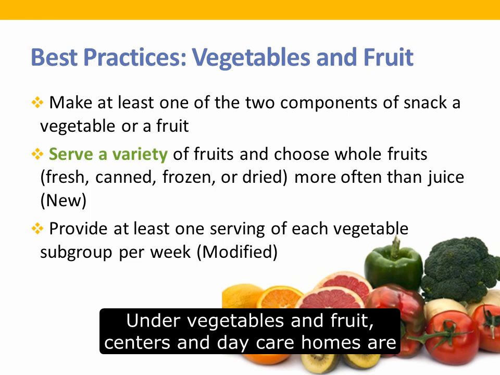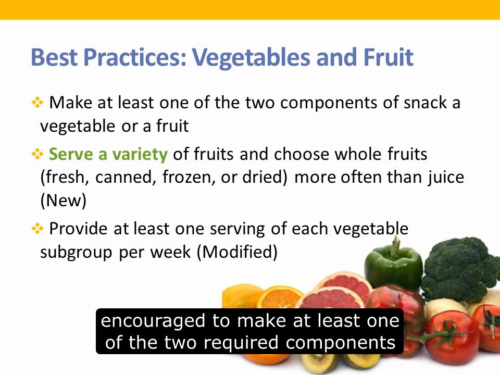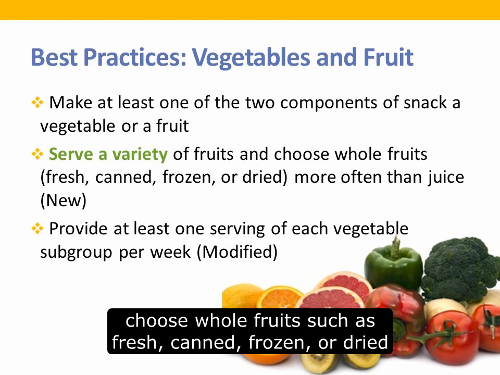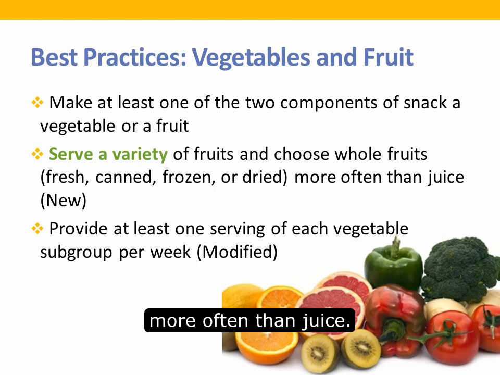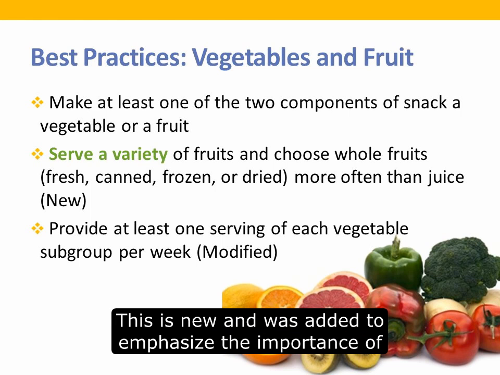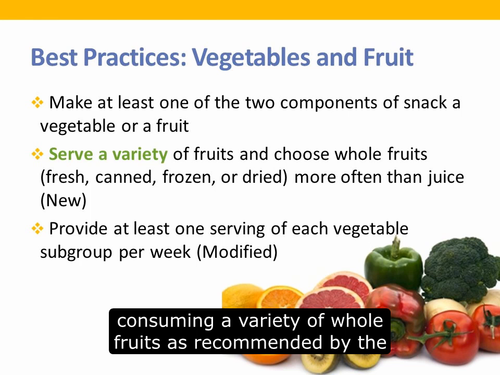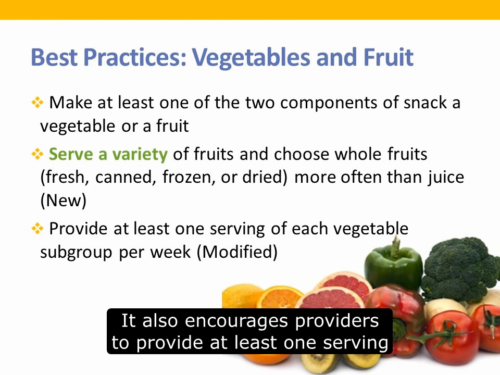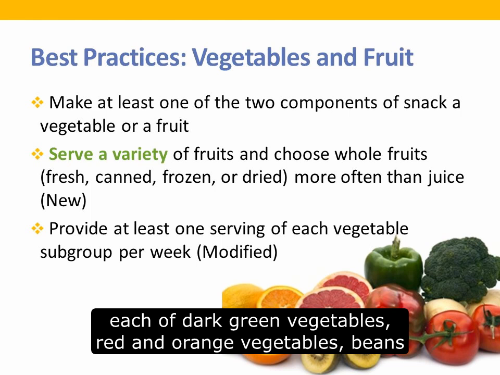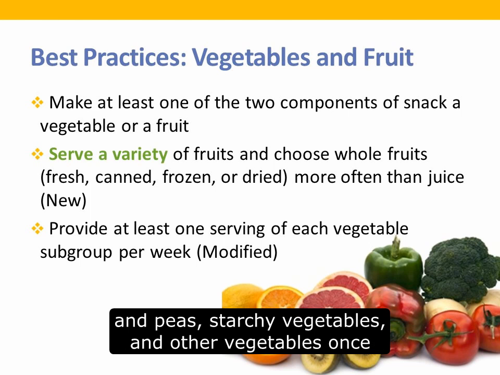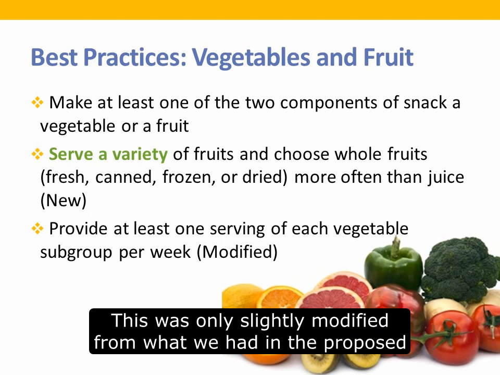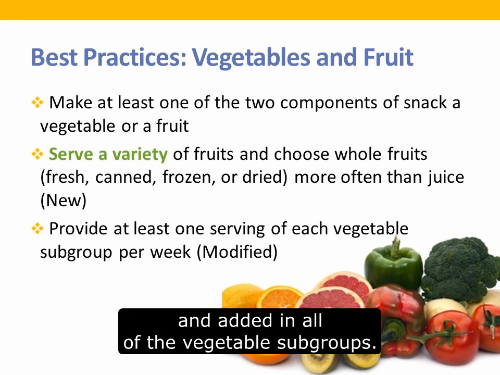Under vegetables and fruit, centers and daycare homes are encouraged to make at least one of the 2 required components of a snack a vegetable or fruit. Serve a variety of fruits and choose whole fruits, such as fresh, canned, frozen, or dried, more often than juice. This is new and was added to emphasize the importance of consuming a variety of whole fruits, as recommended by the dietary guidelines. It also encourages providers to provide at least 1 serving each of dark green vegetables, red and orange vegetables, beans and peas, starchy vegetables, and other vegetables once per week. This is only slightly modified from what we had proposed and added in all of the vegetable subgroups.